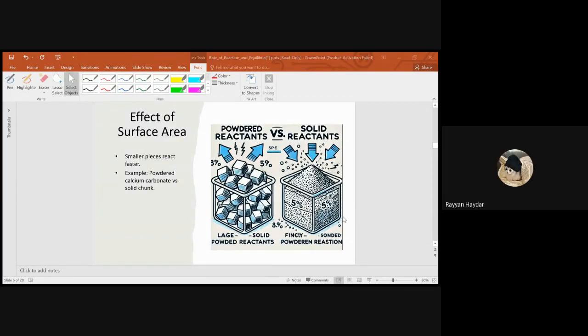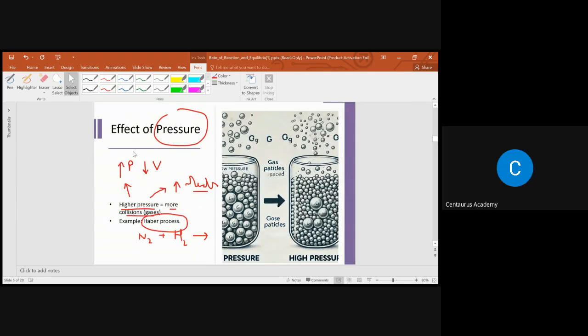Yes, I have a question. Yes, Rayan. For the previous slide, you said that when you decrease the volume of the gas, the pressure increases. When we increase the pressure, the volume of the gas decreases. Increasing pressure means that you are decreasing the volume, subsequently decreasing the volume of the gas in the container.